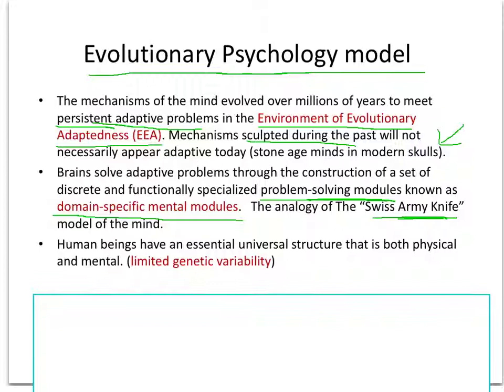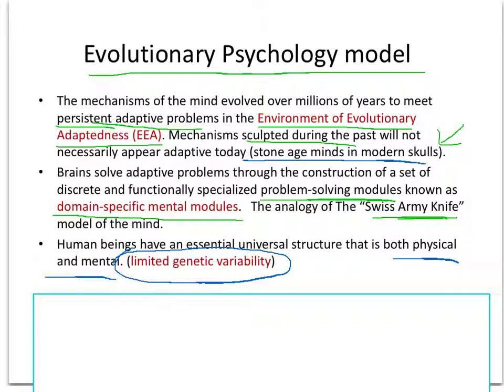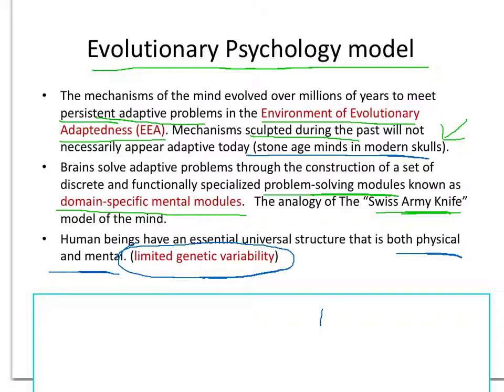Another biggie is that according to the evolutionary psychology model, and again, there's a lot of controversy here, human beings have an essential universal structure, both physically and mentally. So no matter who you are, where you are, what part of the world you evolved in, what part of the world you live in now, there's very limited genetic variability amongst all humans on the planet, and so we all pretty much act the same because we've all been subjected to this EEA in the past, and our genetic variability, whatever it is now, isn't really significant.